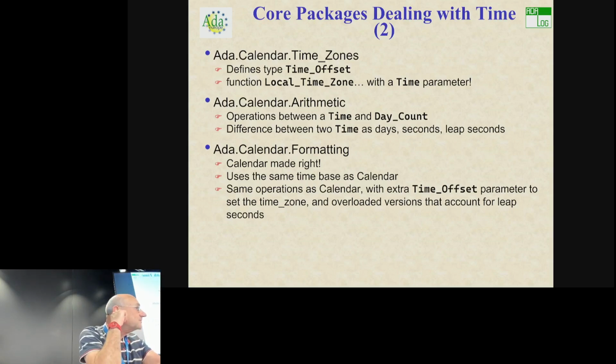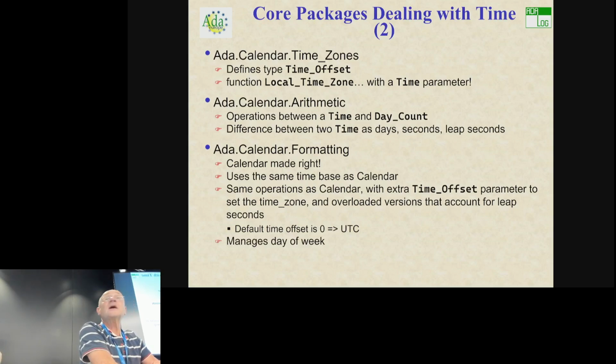So this time you can specify various operations and specify either your local time offset, if you wish, or by default it's 0, which means that all operations are made assuming that the time is UTC. You also have some versions with an extra parameter where you can give a number of leap seconds to account for between those operations. You'll read the specification of the package if you're interested. It gives you some operations to retrieve the day of week, Monday, Tuesday, and so on. Well, it's easy to do, but it's better if you don't have to rewrite it yourself.